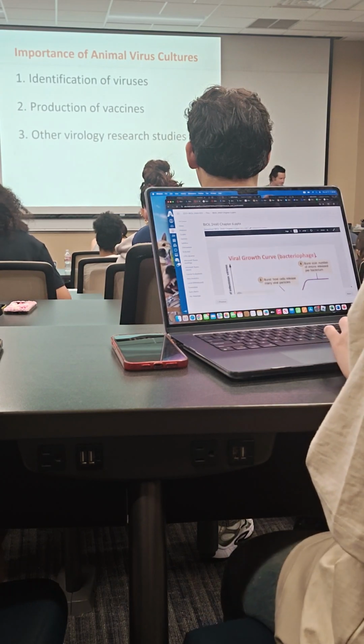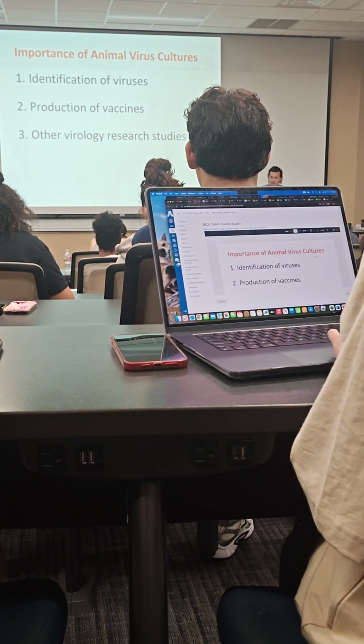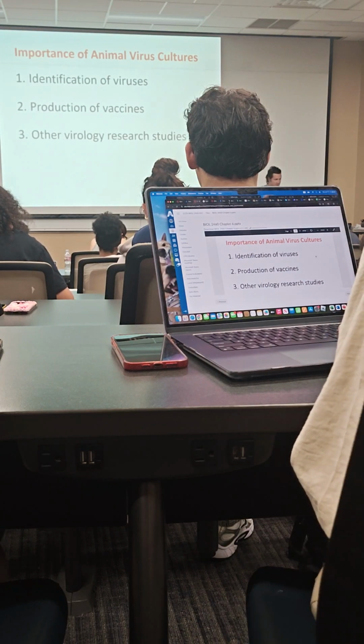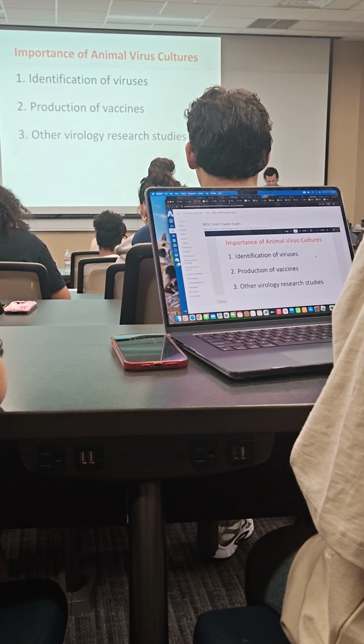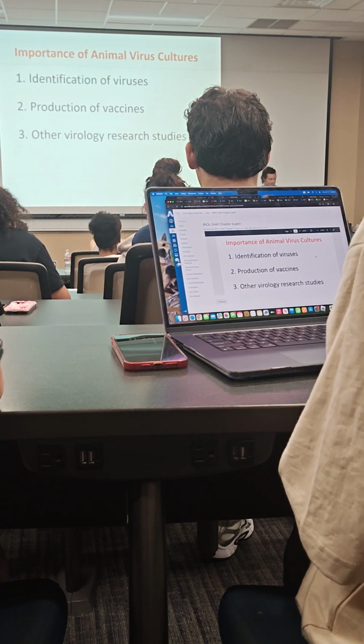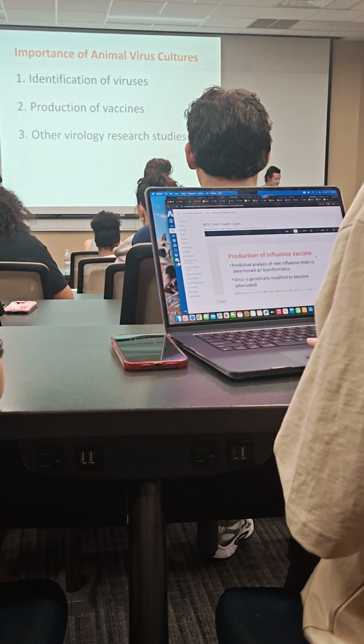So why are these types of studies important? For diagnosing viruses, yeah, that's important. Making vaccines, it's important too. And then et al. is what number 3 is. Basically everything else, research studies.